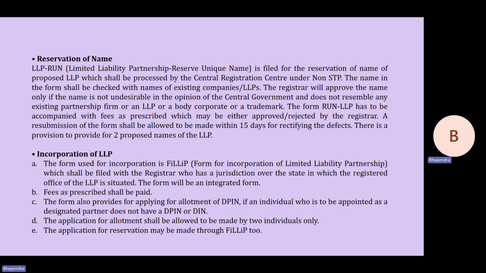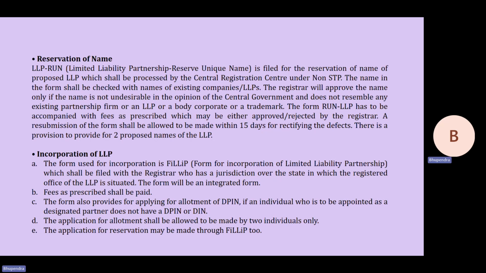The form RUN LLP has to be accompanied with fees as prescribed, and may be either approved or rejected by the registrar. A resubmission of the form shall be allowed within 15 days of rectifying the defects. There is a provision to give two proposed names of the LLP. That means we can reapply for the reservation of the name within 15 days in case of any defect.